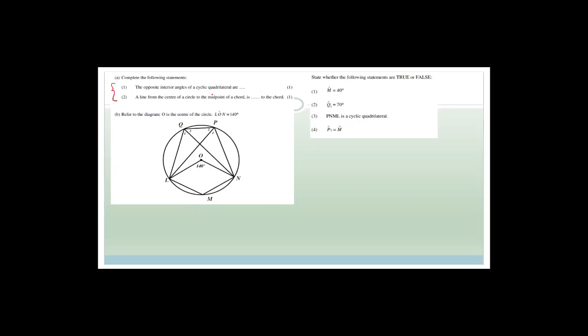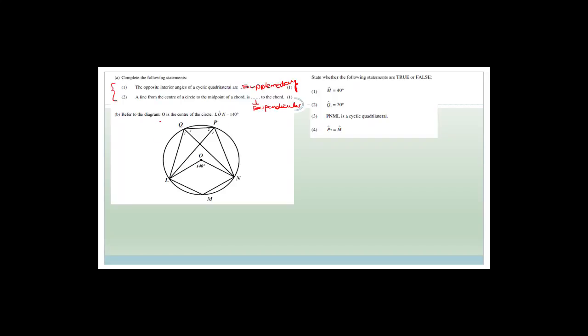The opposite interior angles of a cyclic quad are what? They are supplementary. That's the first thing. They add up to 180 degrees, they're supplementary. A line from the center of the circle to the midpoint of the chord is perpendicular to the chord. And obviously you guys have to write out the word perpendicular. Okay, perpendicular. So there you go. There's some hints. Maybe we need them, maybe we don't.